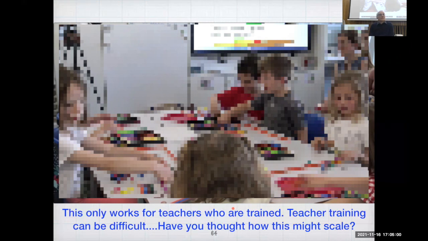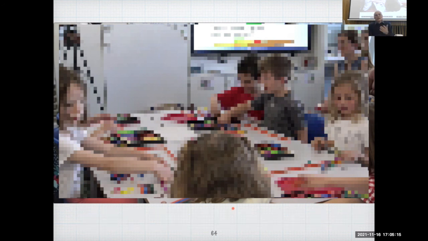One of the questions here is how, if you succeed, you would scale it. This only works if you have teachers who are trained, and training teachers can be difficult. Have you thought at all about how this might scale? Yes, yes. As I said, we haven't got time to talk about the detail of that now, but I'm happy to talk to you about it over dinner.